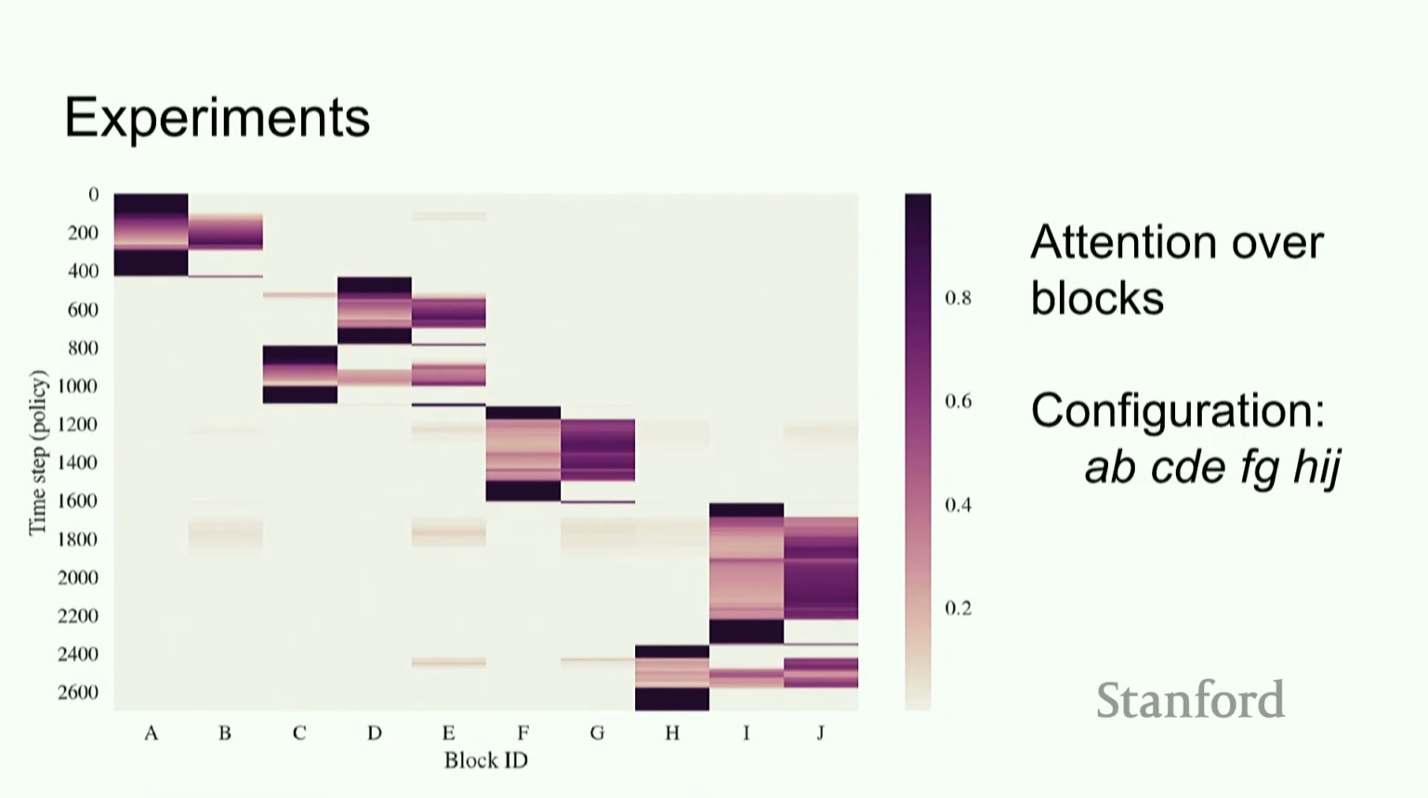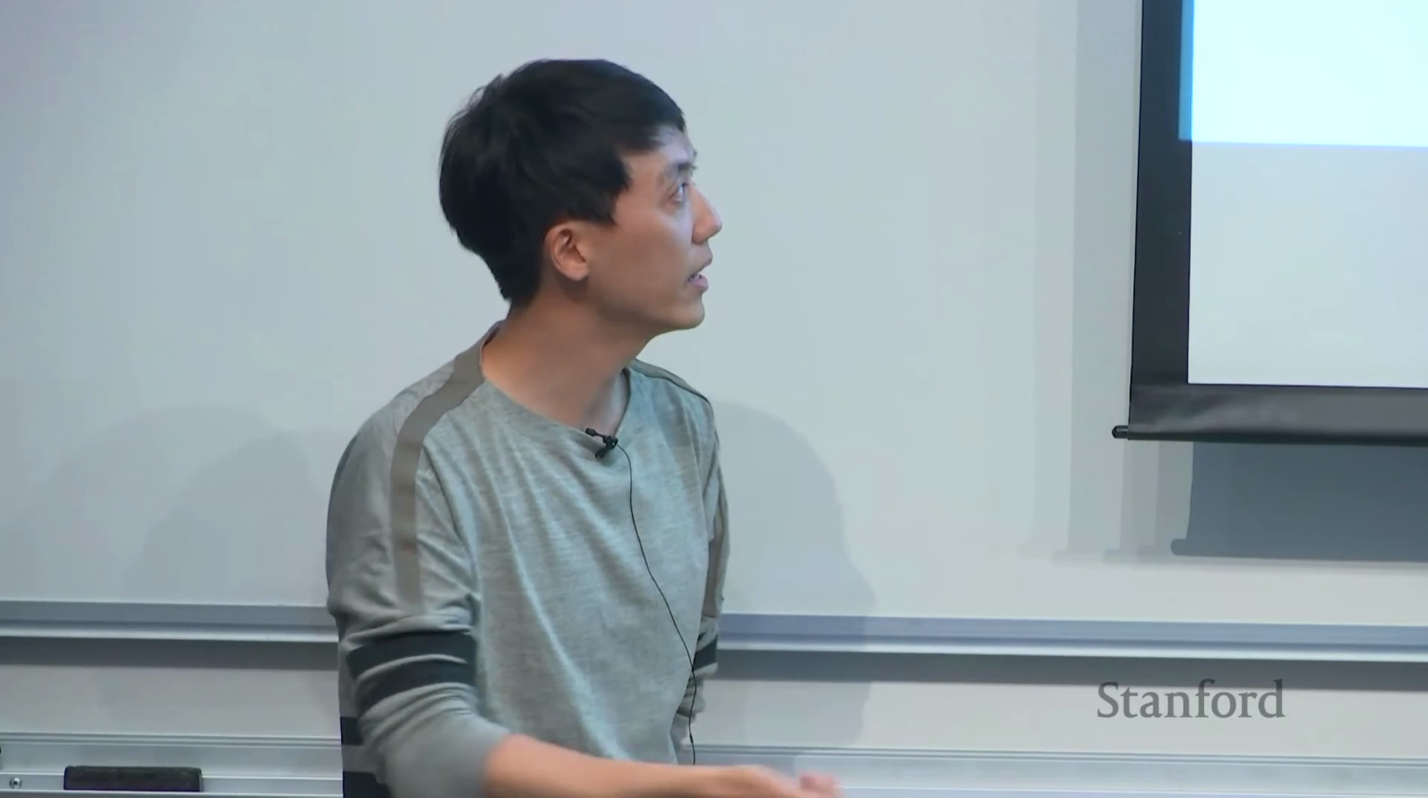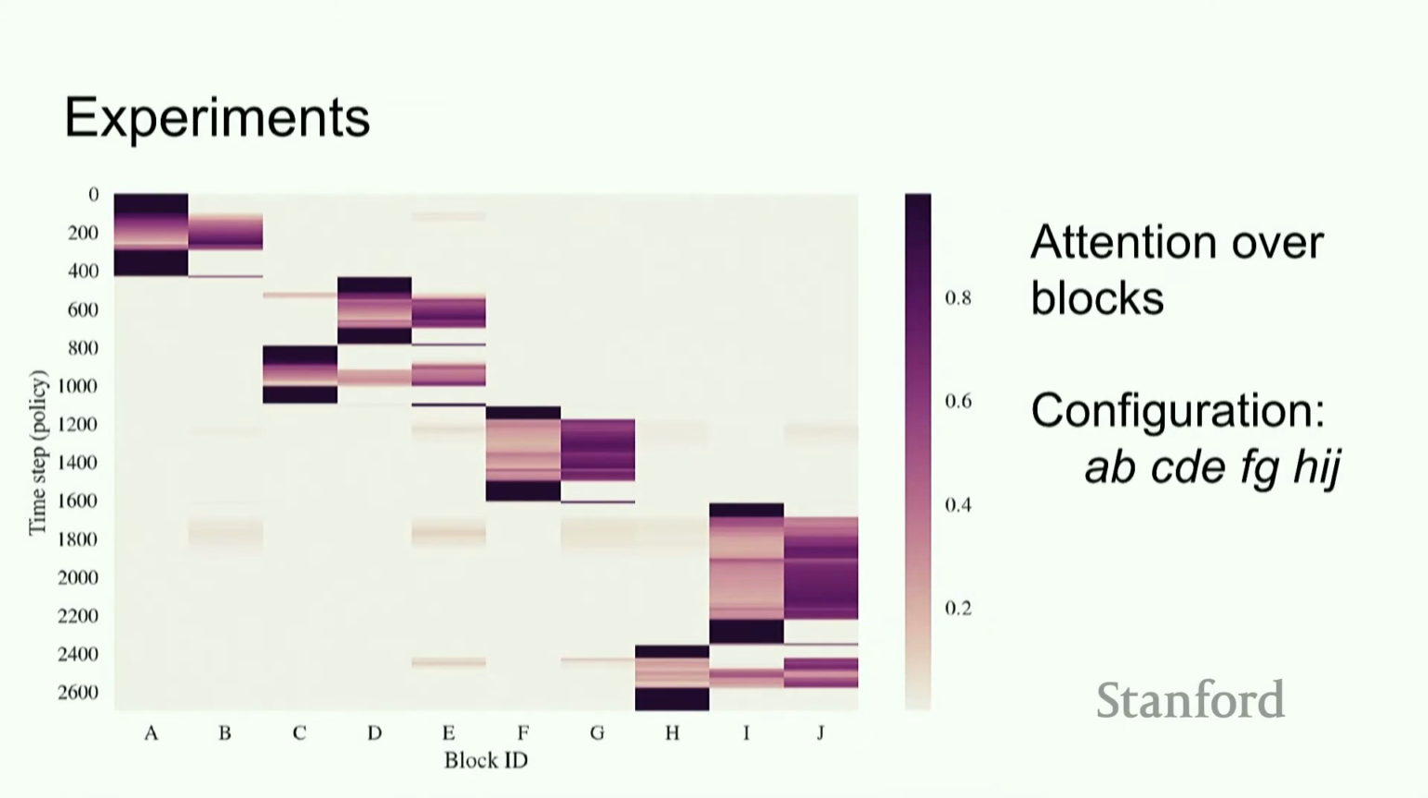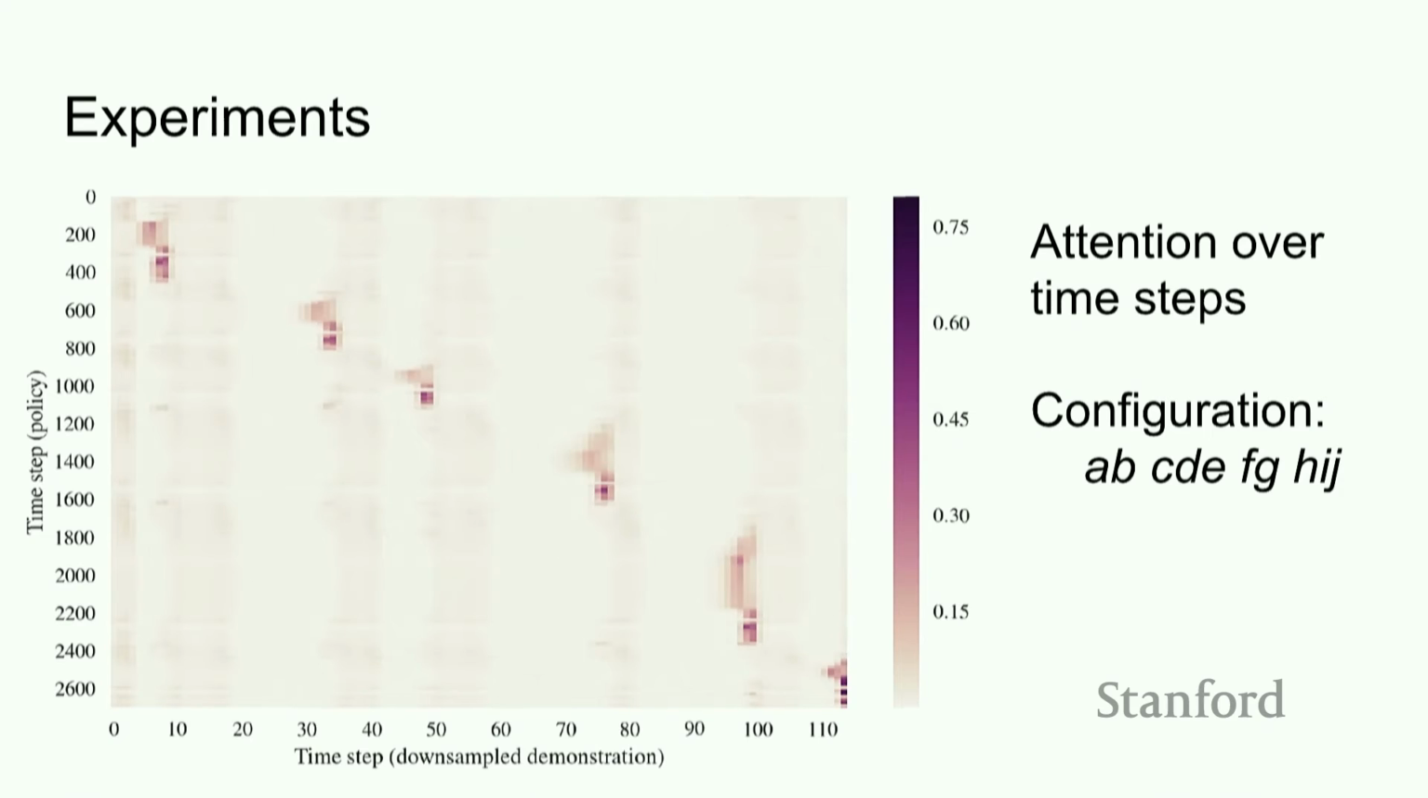If you look at this plot, it's actually kind of interesting because they are blocked into blocks. In the beginning, we're looking at A and B because we know that we have to put block A on top of block B, and so on. So these are kind of well separated, and it intuitively demonstrates that the model is looking at the right blocks at the right time, that it knows what to do.